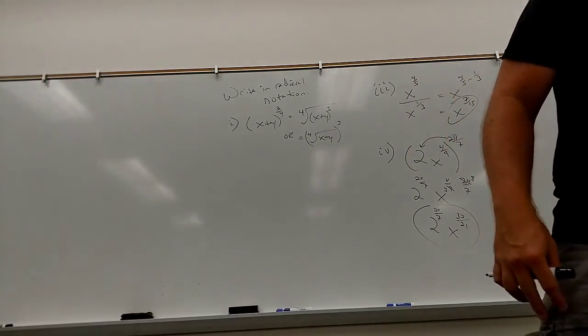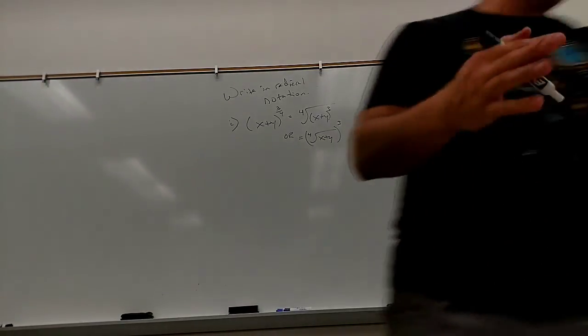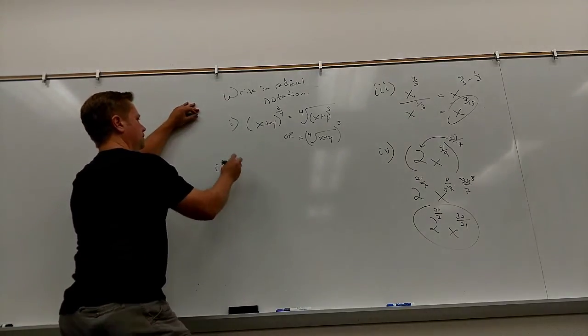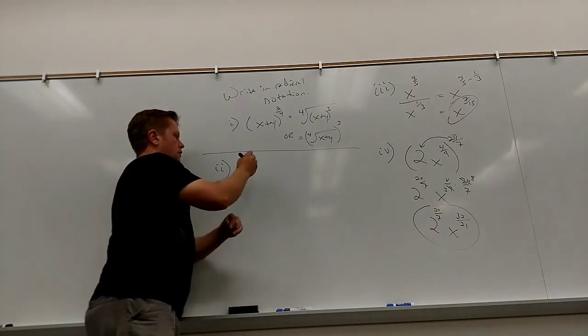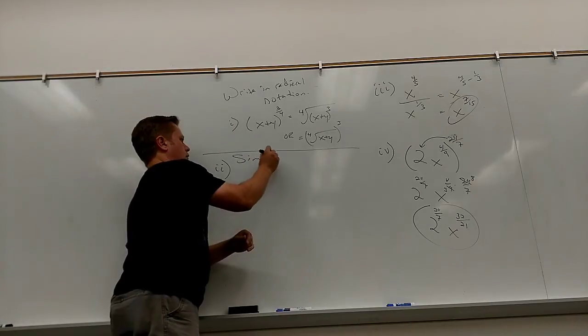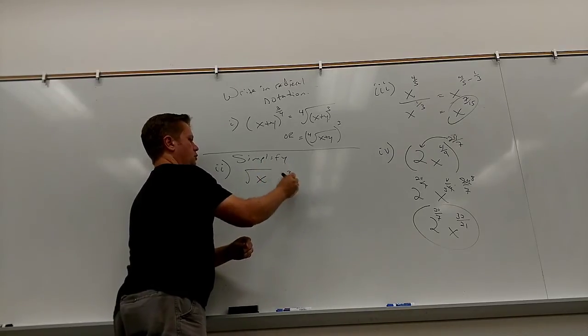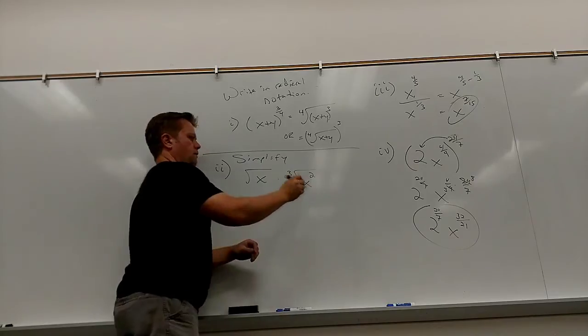Let's see, anything else freaky. Yeah, so now I can do a problem like this. Separate problem. Simplify. What you got? Square root of x times the cube root of x squared.